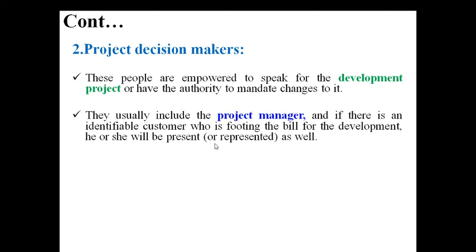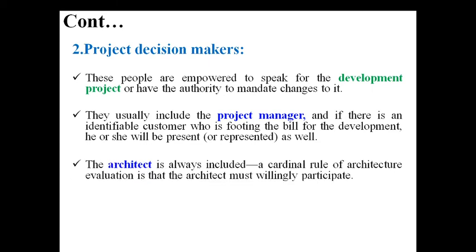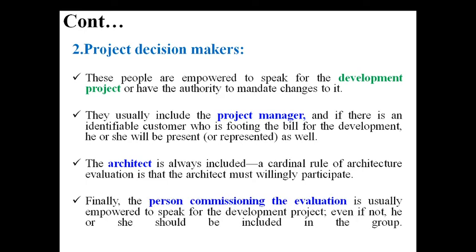These usually include the project manager, the architect, and the person commissioning the evaluation, who is from our project or our company. Hope you understood this. Who are the main persons among the project decision makers? One is the project manager, next is the architect, and next is the person commissioning the evaluation from our development project team. These three persons become participants in our project.